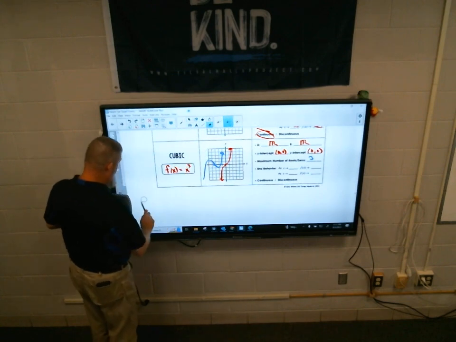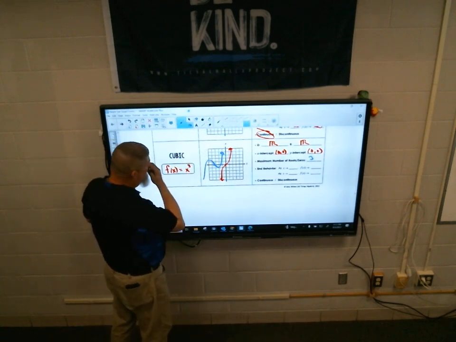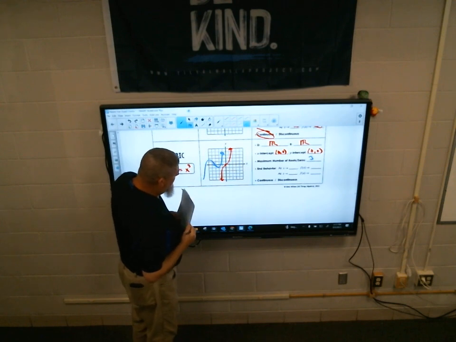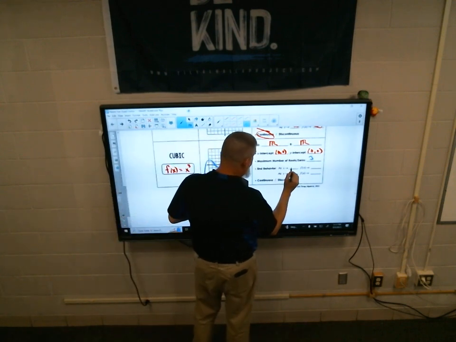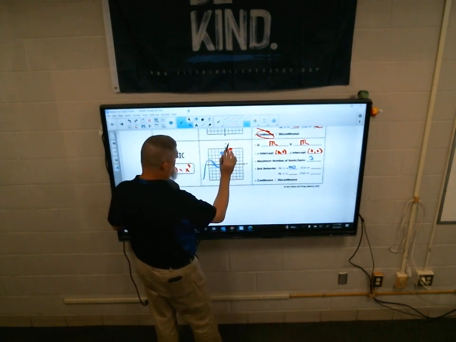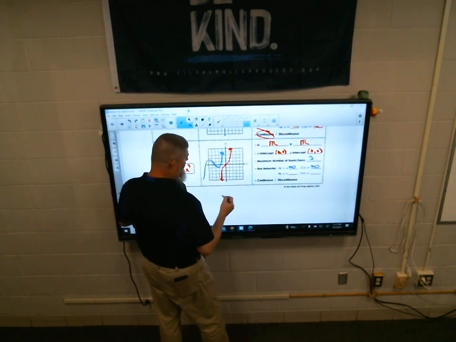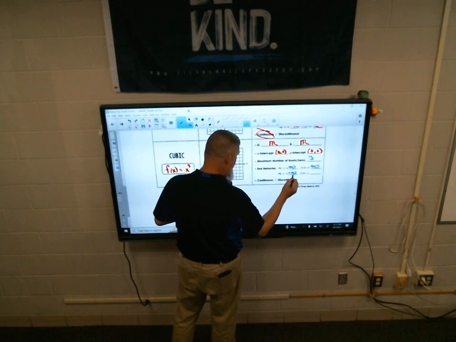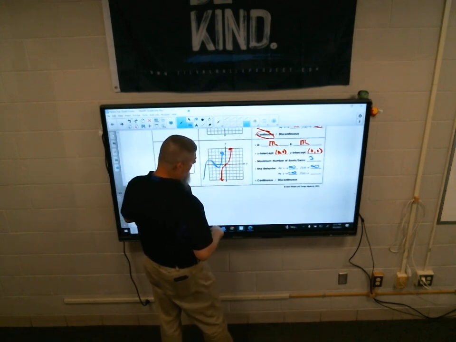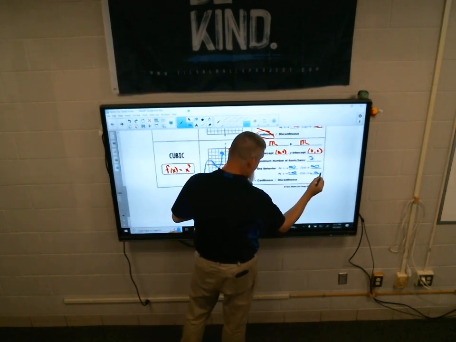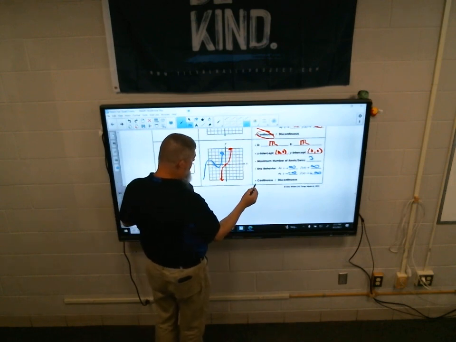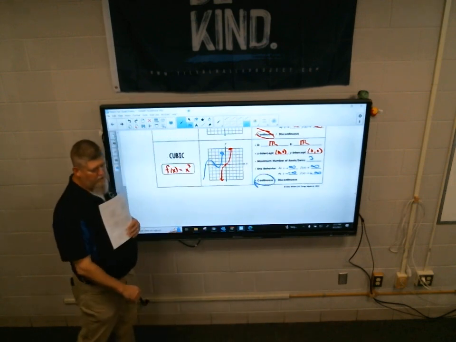Okay, so end behavior: as x goes to infinity, y also goes to infinity. As x goes to negative infinity, y also goes to negative infinity. And of course, you can sketch without lifting your pen.